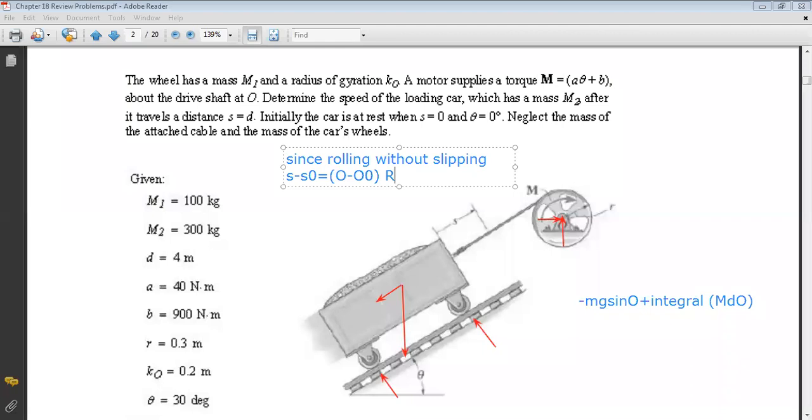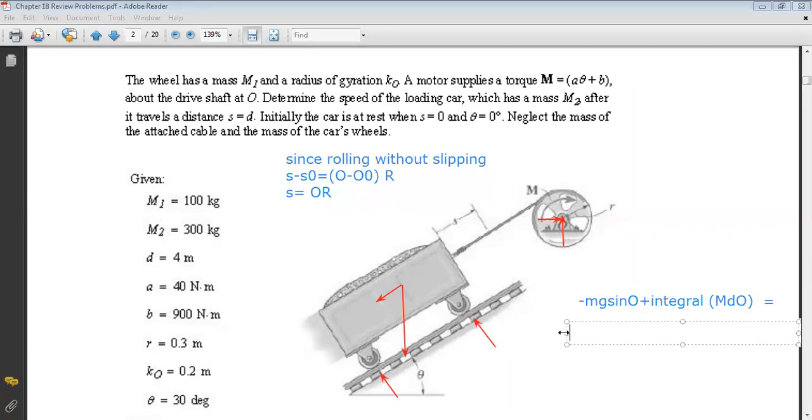And since S0 and theta 0 are 0, S is equal to theta times R. Because S is given, I can deduce the value of theta 2, and the only unknown will be the final speed. So now I integrate between 0 and theta, which is S over R, and I get the work. The work is equal to the final kinetic energy of my system.